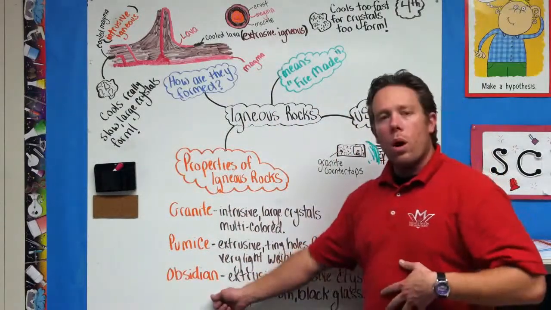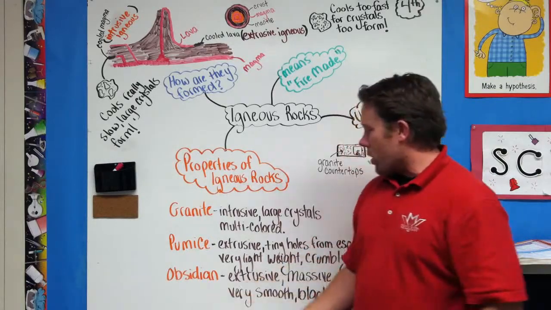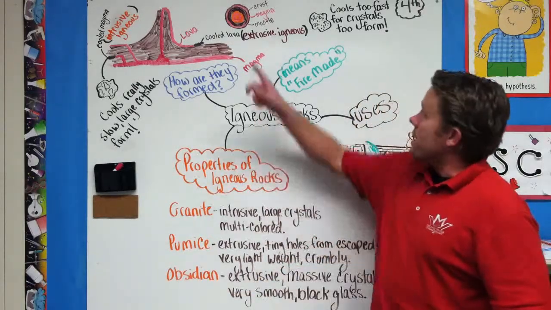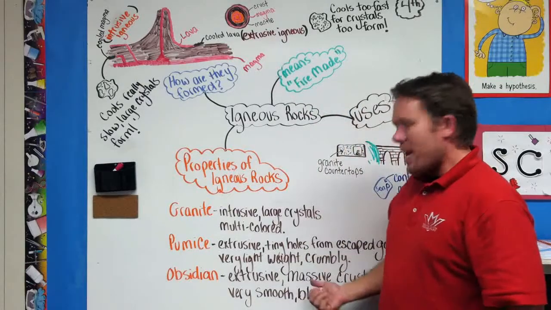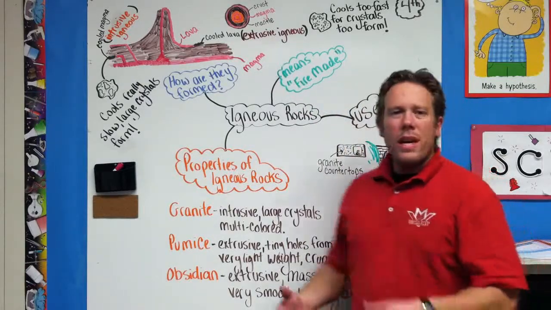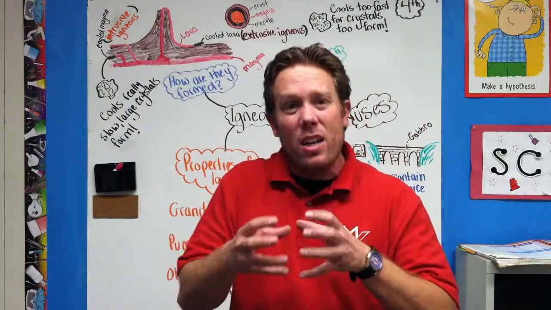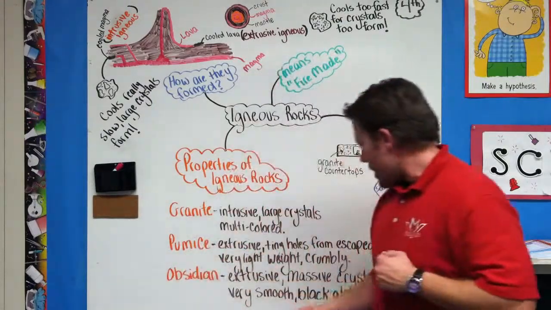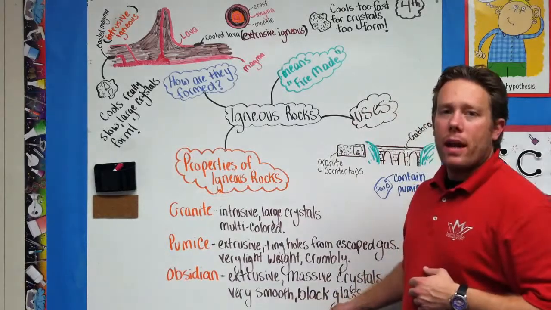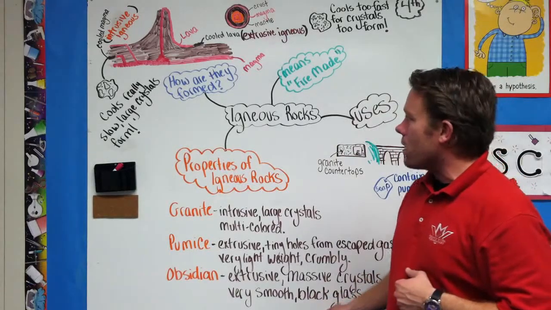The next rock that we're going to look at is called obsidian. And it is an extrusive igneous rock. It has massive crystals. It's those rocks that you see, we saw a picture of it in our book. It's almost all black and it looks glassy. It's very smooth and like I already mentioned, it looks like black glass.